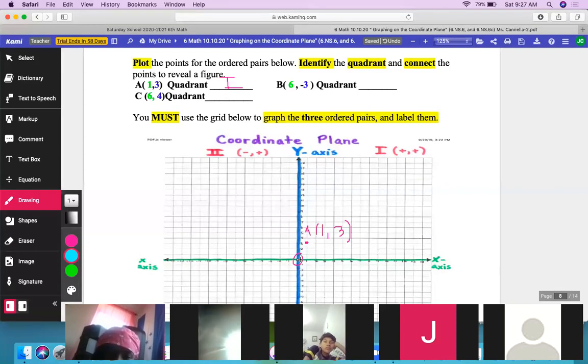You start at the origin again, and then move up 6 spaces. Move up 6 or move to the right? Right. Good. And then what do you do?